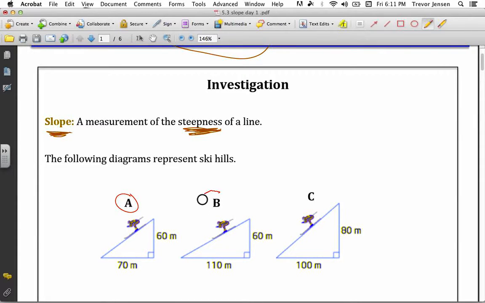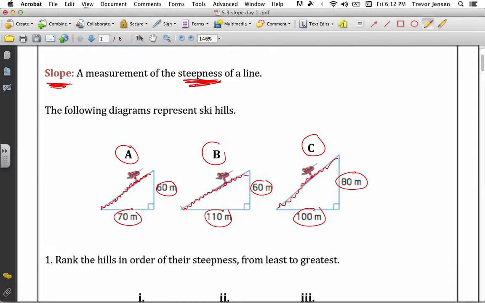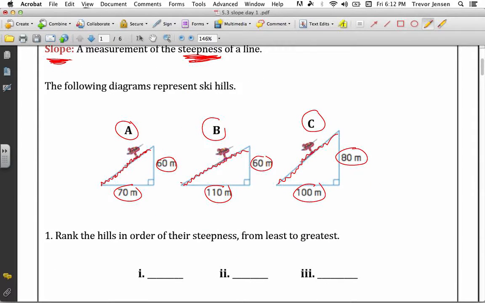In the following diagrams, I've got three ski hills: ski hill A, B, and C. Each of them has a different steepness. I'm just drawing a squiggly line through each of the hills. You can see each of them has a different steepness. I want you to use this information to try and figure out what the steepness of these hills actually are, and rank these ski hills in order of their steepness from least to greatest.